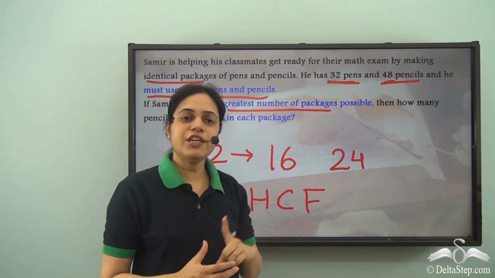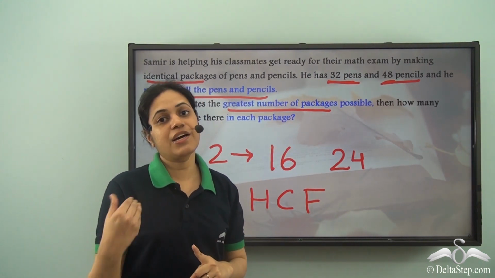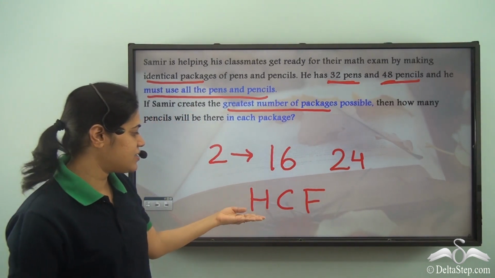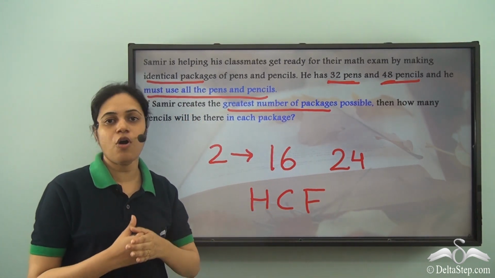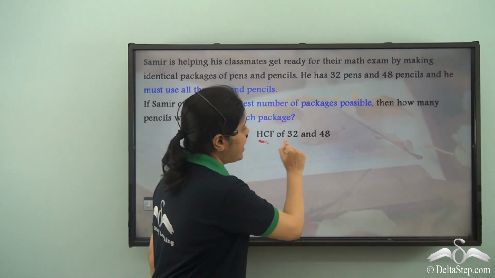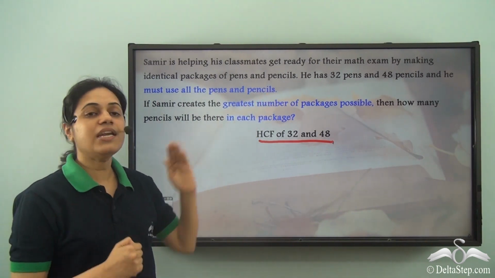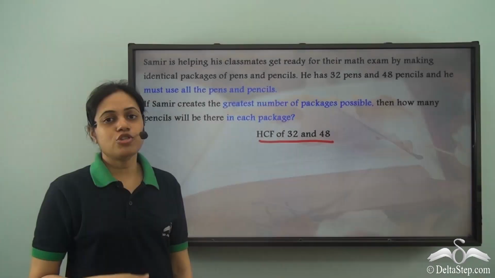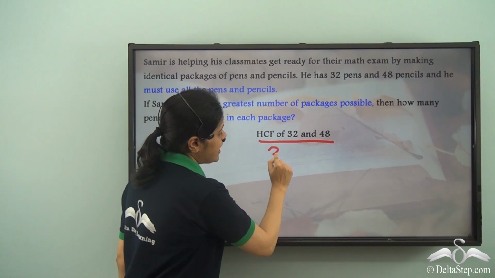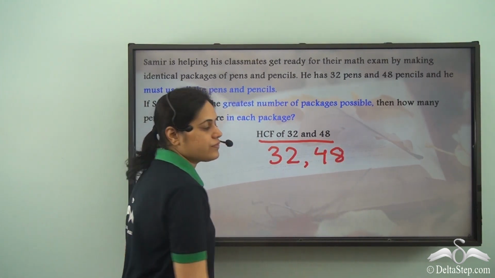So, what divides 32 and 48 both? They are common factors. And the greatest among those common factors is the highest common factor or the HCF. So, we need to find the HCF of 32 and 48 to find the number of packages. So, how do I find the HCF of 32 and 48?